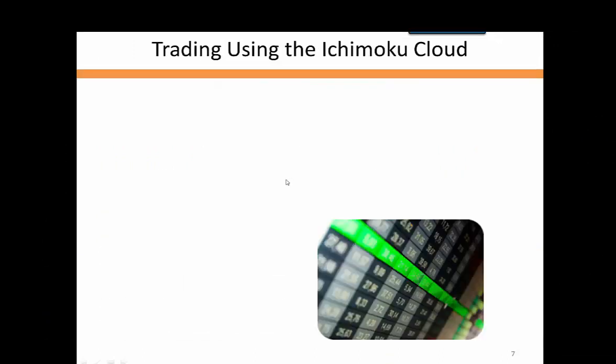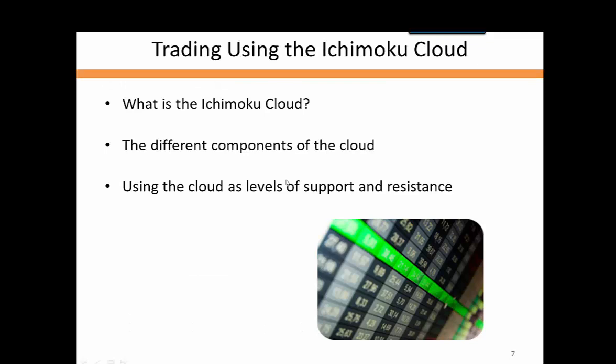Okay. So we've talked about what the cloud is. We've talked about the components of the cloud. We have the Tankin sign. We have the Cajun sign. We have spawn A. We have spawn B. And then we have Chemo, and then we have Kenku. All those components, it's like saying that basically a picture is worth 1,000 words. The Ichimoku cloud is worth 1,000 words.